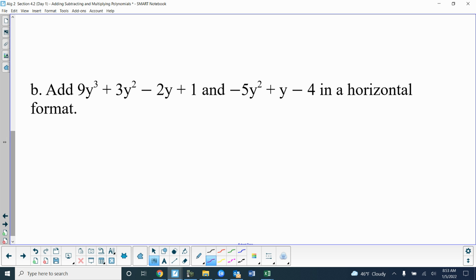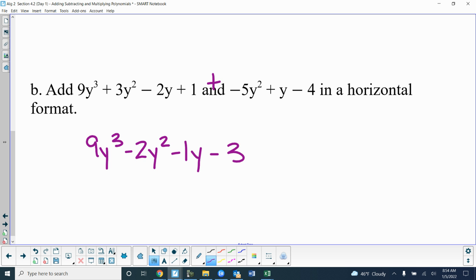9y cubed plus, is there any y cubes over here? No. So it's just 9y cubed. We got 3y squared plus a negative 5y squared. That's a negative 2, right? We got a negative 2y plus 1y. You don't have to put the ones in front, but if you do, it's okay. And then the 1 plus the negative 4, negative 3. You guys don't have any issues with that kind of stuff, do you? All right, so this is kind of review stuff for you, right? No graphs to worry about today.